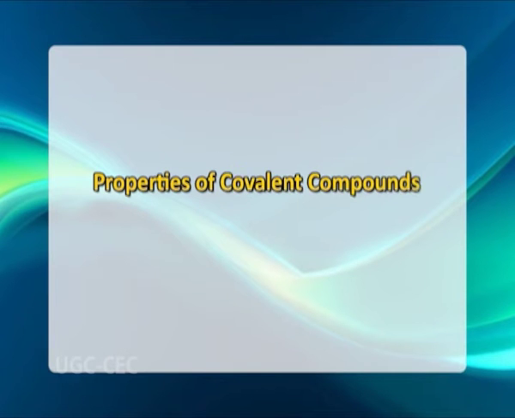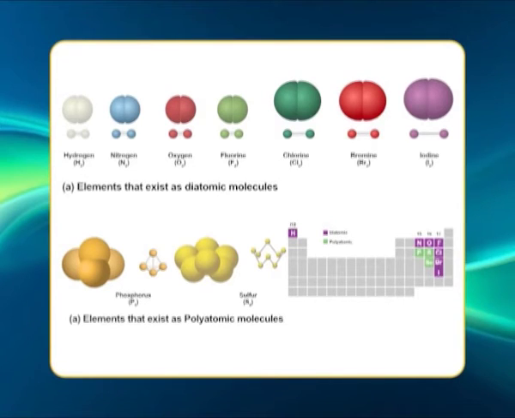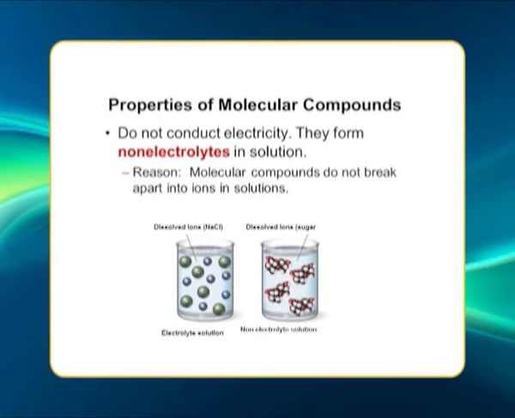Now, properties of covalent compounds. First, the state of existence. Covalent compounds exist as individual molecules. The intermolecular forces in these compounds are generally weak and hence they exist in liquid or gaseous state. A few exist in solid state also. Next, non-conducting. Covalent compounds are generally bad conductors due to non-existence of ions.